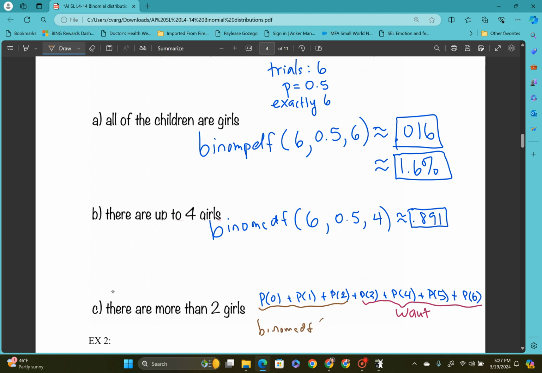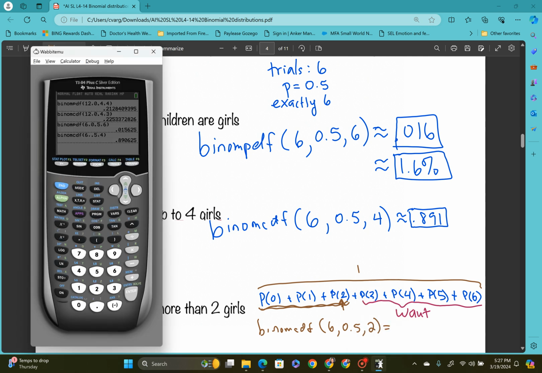So binom CDF, we can go 6 trials. The probability of a girl is still 0.5. And we can go up to 2. See this right here? So we're going to stop at 2, so we're going to put a 2 here. That's going to give us this amount right here. Remember when we did probability distribution, the total is going to equal 1 whole. If you take all of these and add them up together, that's going to equal 1. All right, so let's find out what this is.